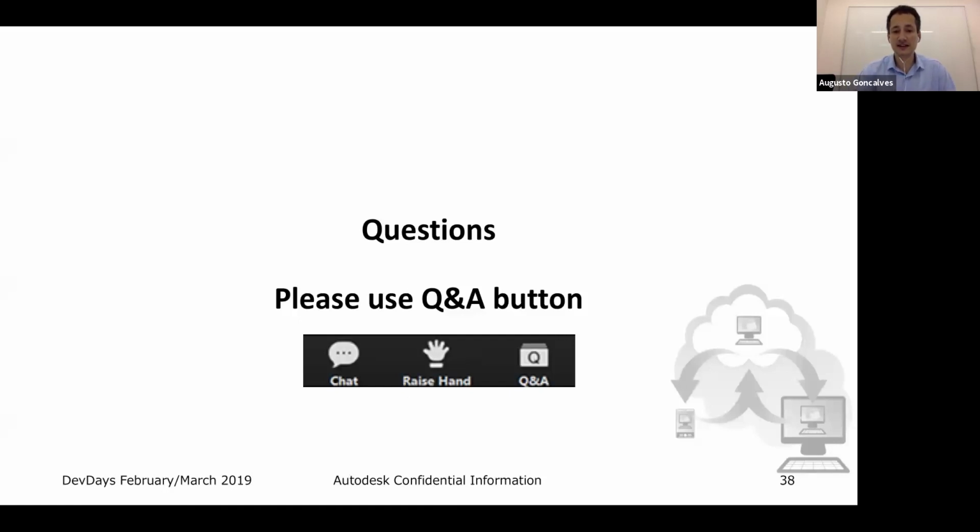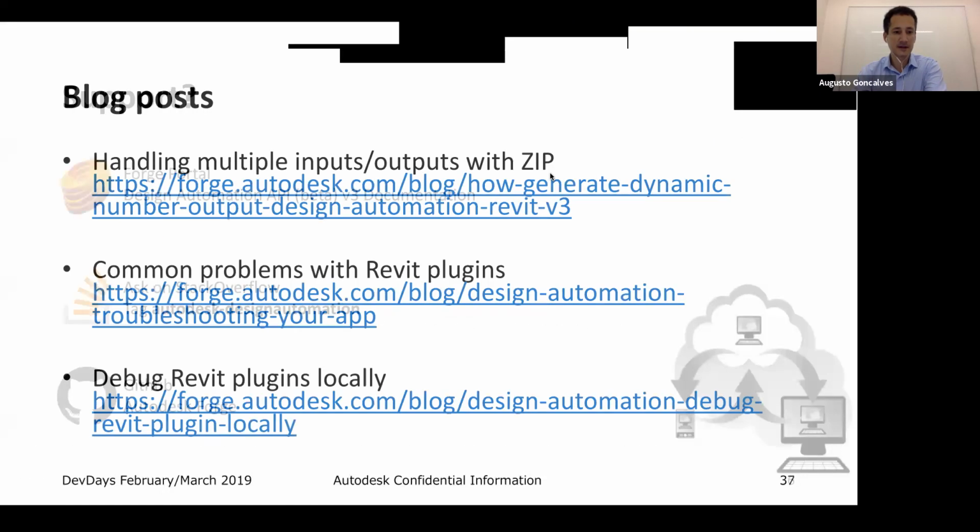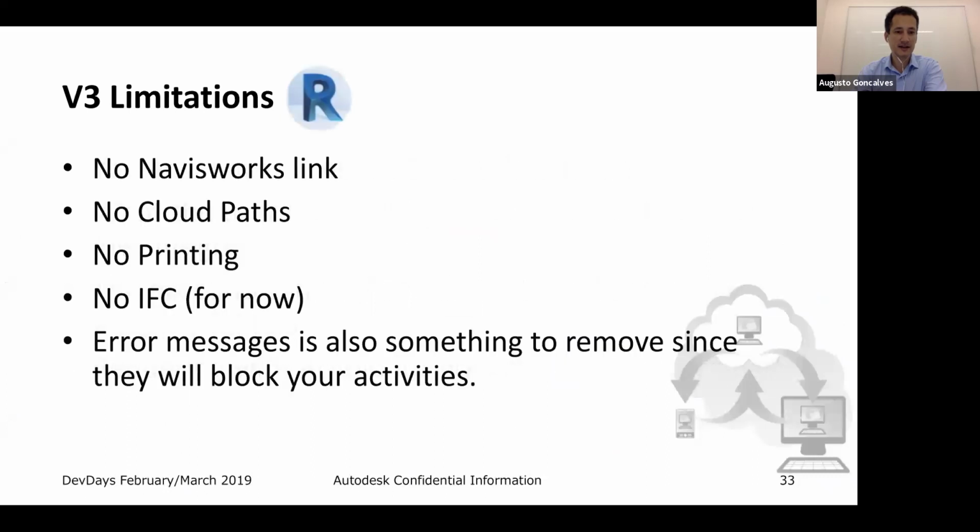I was showing that before, remember when I was showing what is not supported on Revit? Let me just come back here. No printing. So if you're talking about printing to PDF, this is not supported.